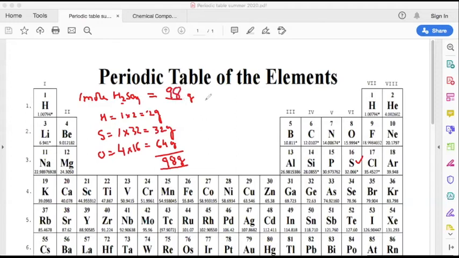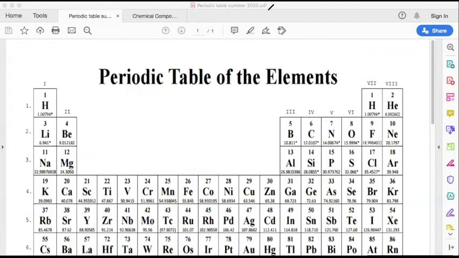So this is how you normally calculate a molecular mass, right? So apply the same technique to figure out the molecular mass for any molecule using the periodic table, right? Okay, so now let's get back to the PowerPoint.